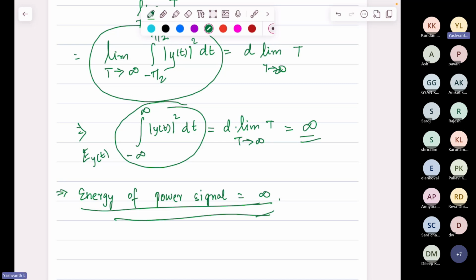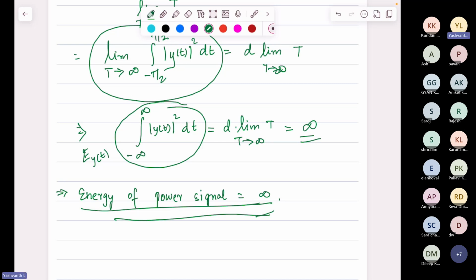How do you show that it's a power signal? By using this property. If you compute the energy of the signal and it turns out to be infinity, it's a power signal. You compute the energy of any periodic signal. You can show that the energy of a periodic signal is always equal to infinity. That's why any periodic signal is a power signal. Okay, that's where these properties are used.